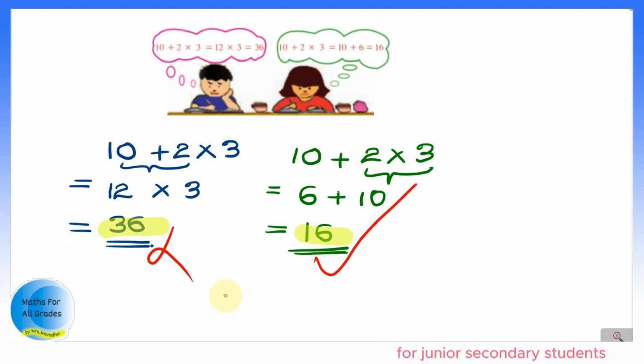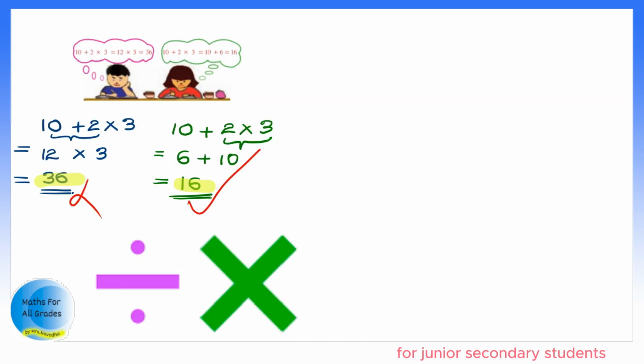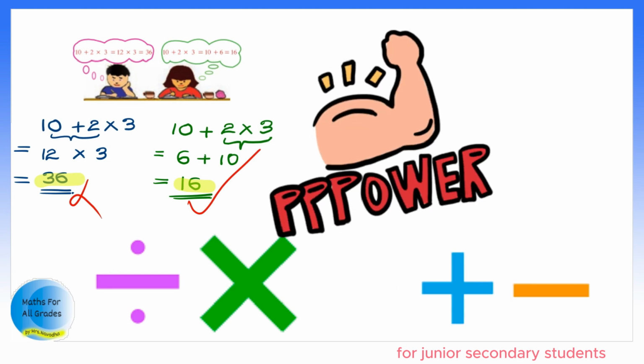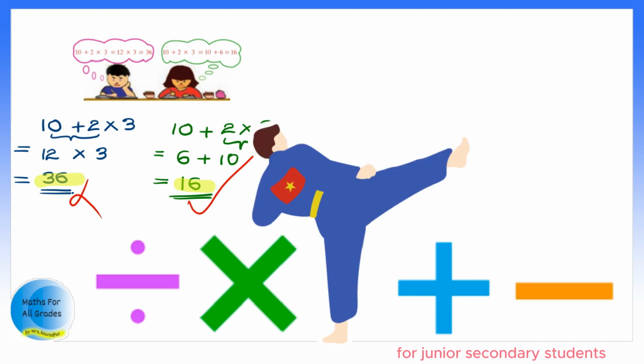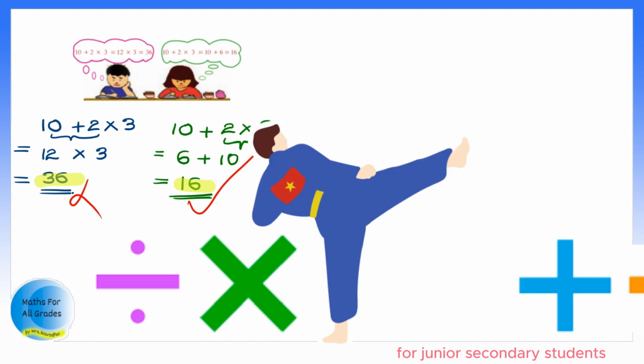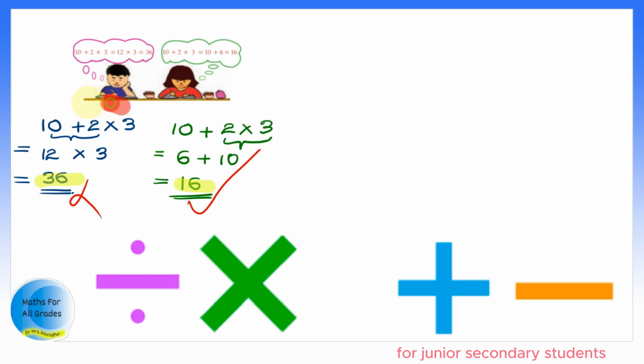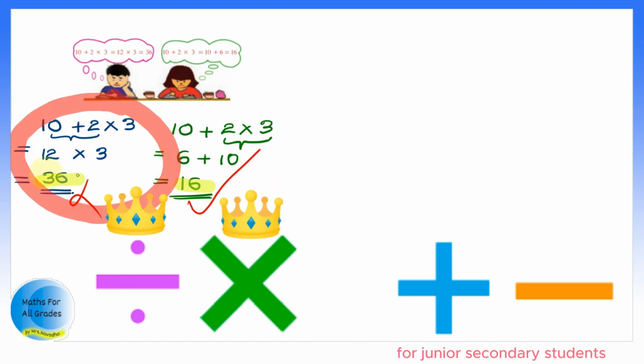I'll tell you why. First, we go for the division and multiplication, then addition and subtraction. Just think, division and multiplication have more power than addition and subtraction. This is just for fun. I hope you'll remember it when you solve the questions. I think now you can see why this one is wrong, because he went for the addition first before the multiplication.